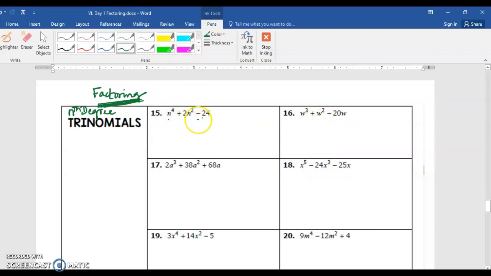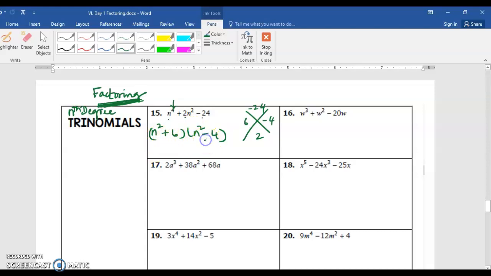So all you have to do here is the regular factoring, the X method factoring, where you have negative 24 on the top and 2 at the bottom. And so you have 6 and 4 that will work for you, 6 and negative 4. So normally you would have written this as n plus 6 and n minus 4. But since this is a fourth degree polynomial, I would write it as n squared plus 6 and n squared minus 4.